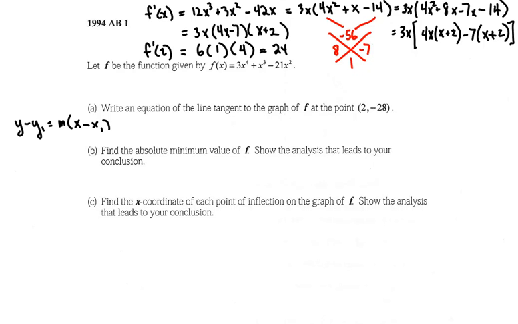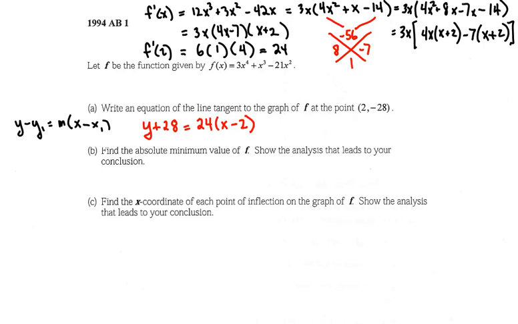Now we did a little extra work to get that, but we're going to need to do that factoring anyway later on. And it would have been much more complicated to plug 2 into 12x to the third plus 3x squared minus 42x than it was to get the simple values that we got here. And so our final answer is y minus negative 28, or y plus 28, is equal to 24 times the quantity x minus 2.